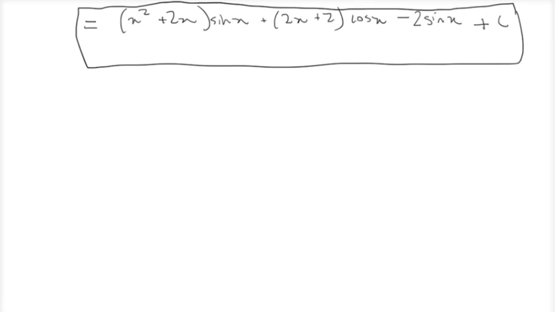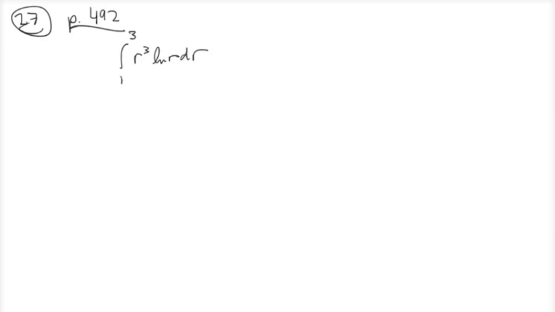So let's go do that. Alright, so we're going to do number 27 on page 492, and it asks us to evaluate the integral from 1 to 3 of r cubed times ln of r dr. And so we don't need to worry about the limits quite yet. Let's just start off by doing integration by parts as we did in the last problem.